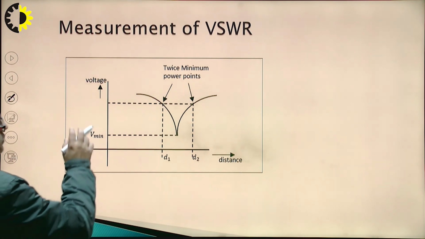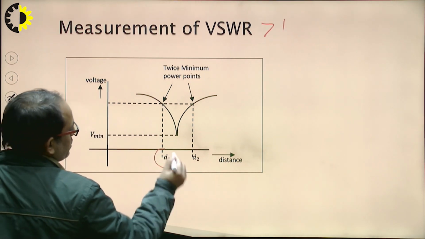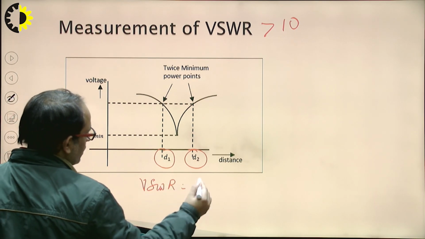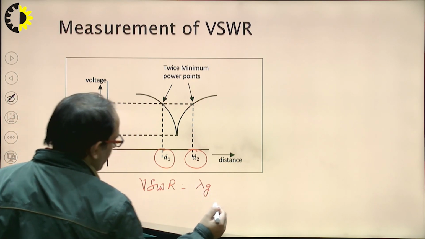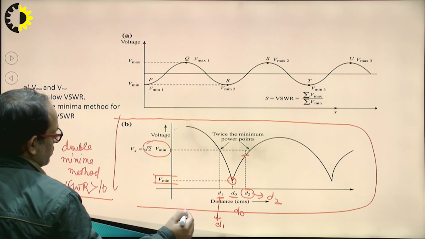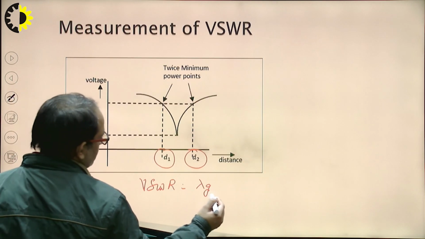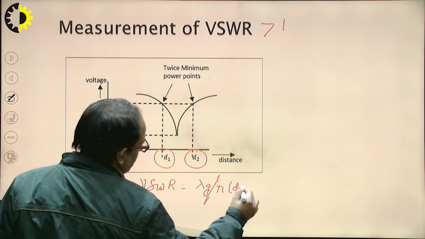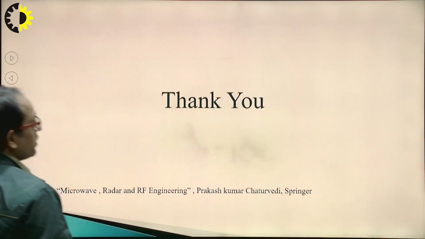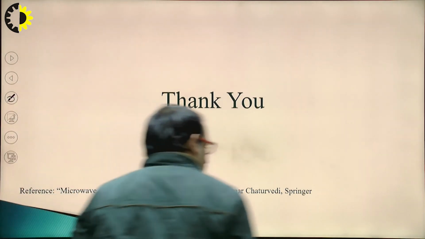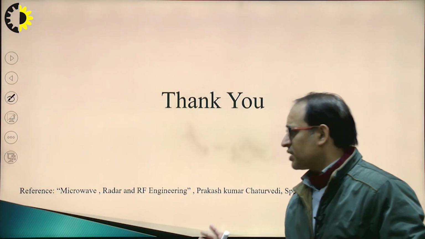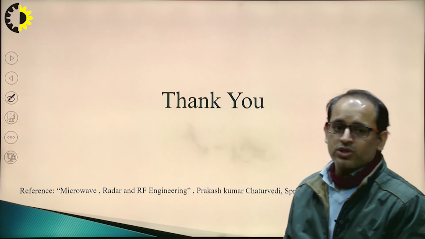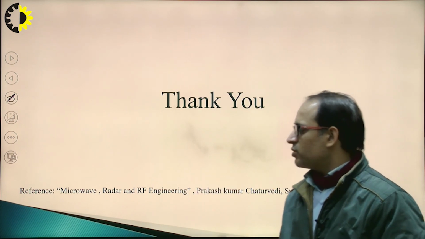So here you will see that this is D1, this is D2, and VSWR will be equal to lambda G upon pi into D2 minus D1. Clear? So in today's lecture we have discussed the VSWR meter and the measurement of insertion loss and attenuation, and the procedure to calculate the VSWR.